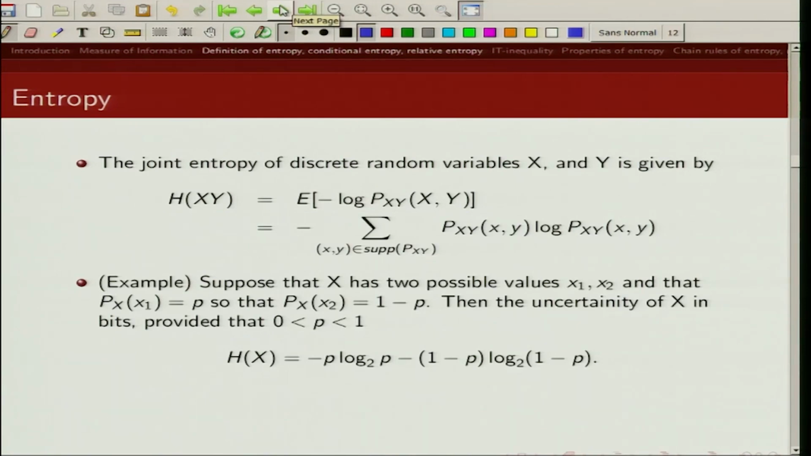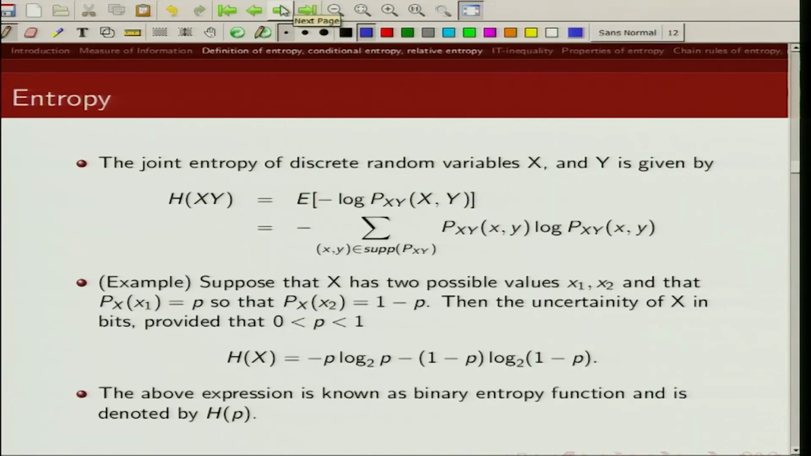Now let us take an example. Let us assume X takes two possible values, x1 and x2, and the probability of x1 is p, so the probability of x2 is 1 minus p. So what is the uncertainty, or the entropy, of X? According to the definition, it is the summation: minus the probability of x1, that is minus p log p, and minus the probability of x2, which is minus (1 minus p) log of (1 minus p).